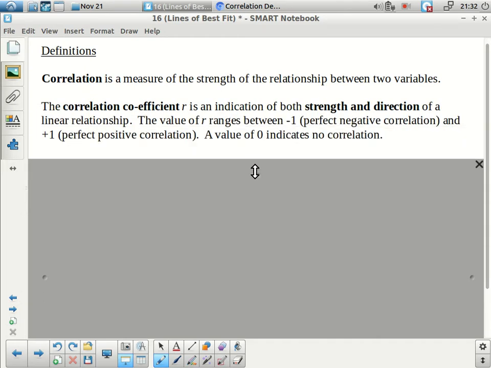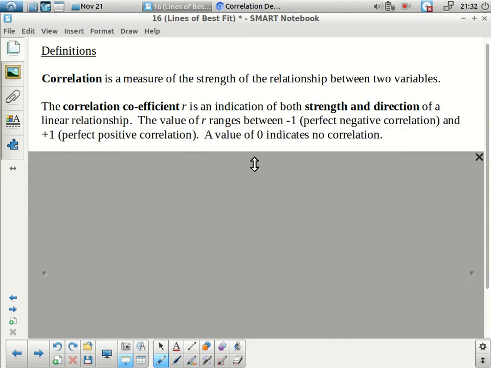Numerically, we have this thing called a correlation coefficient, for which we use R as our variable. I don't know off the top of my head why that is, but it's R. What it is trying to measure for us is both the strength of a relationship, so how well it fits a curve or a model, and the direction. So for linear, is it trending upwards or is it trending down?